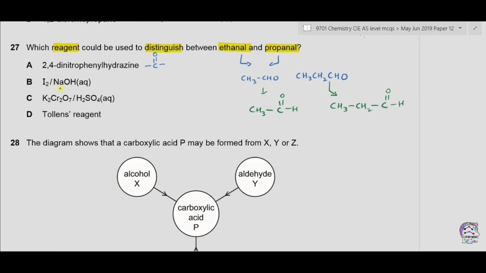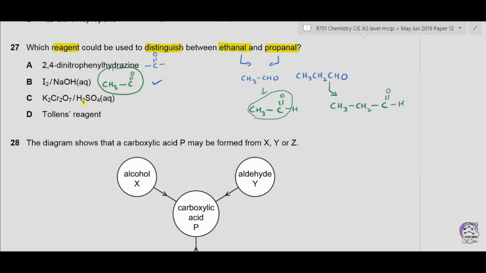Now B is the iodoform test, the presence of iodine and sodium hydroxide. Now the iodoform test is always positive whenever there is CH3C=O present. As we can see, in ethanal there is CH3C=O present, but in propanal there are two carbon atoms with C=O. So ethanal will give a positive result with the iodoform test, and propanal will not give any result with iodoform. So therefore B could be used to distinguish between ethanal and propanal.